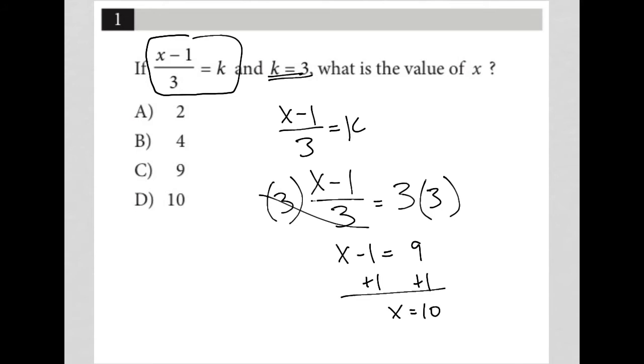I go back just to make sure that's what the question asked me to find. What is the value of x? Yep, x is 10, and therefore the answer is choice D.